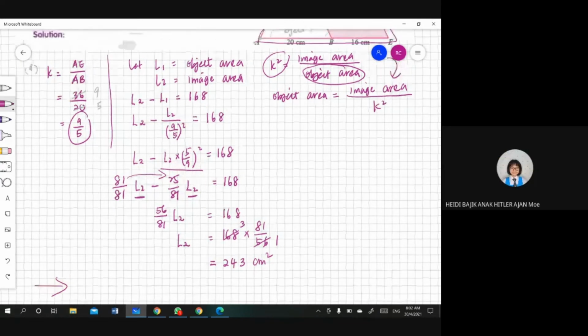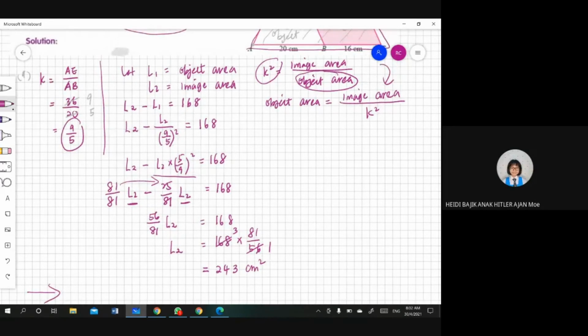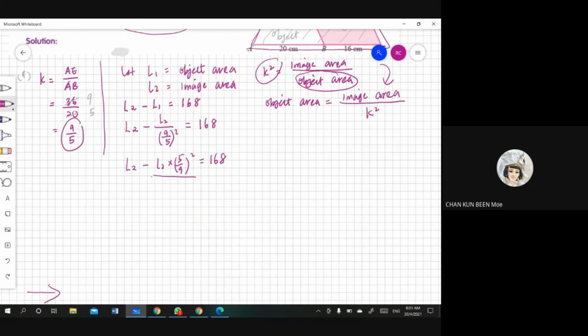Madam, can you repeat from the L2, the 56 over 81? From where? Oh, okay, sure. So this part here. Okay, I redo this part. I know you will have a bit of confusion over here. So I repeat here. So continue from this line.